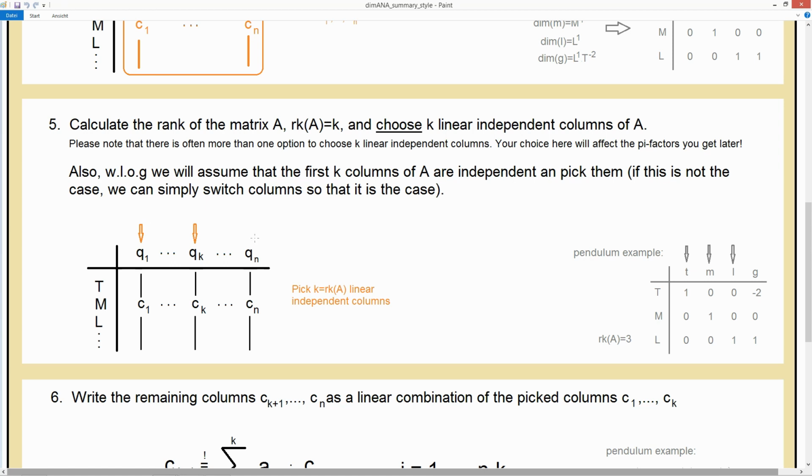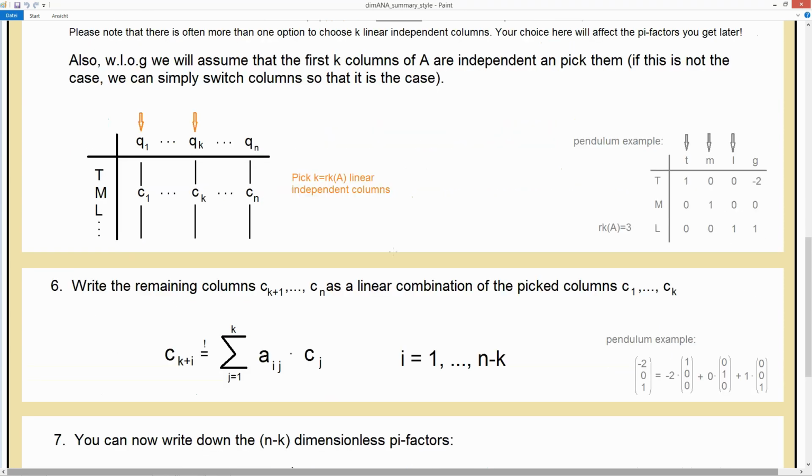Please also note that there is often more than one option to choose K linearly independent columns. Your choice here will affect the pi factors you get later. When we take a look at the pendulum example, we can, for example, choose the first 3 columns of this matrix here, because these columns are obviously linearly independent and the rank of the matrix is 3. So this is a possible choice for step 5.